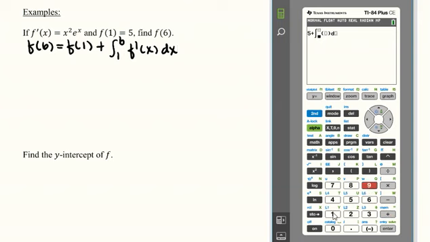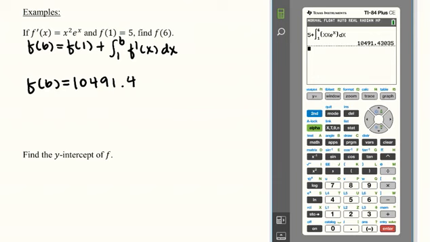And then I come over here and I'm going to have it do the work for me. And then I get, wow, f of 6 equal to 10,491.430. And remember, we always round to 3 decimal places.